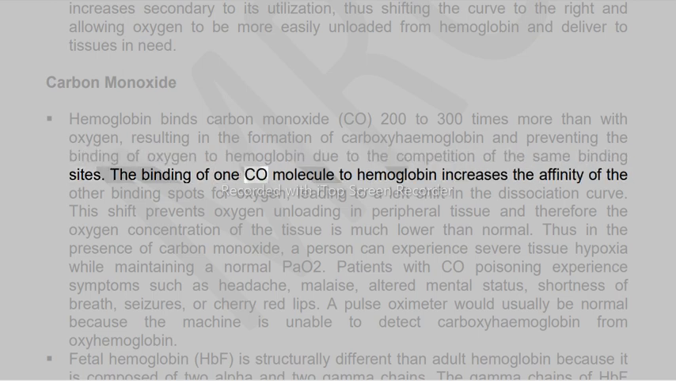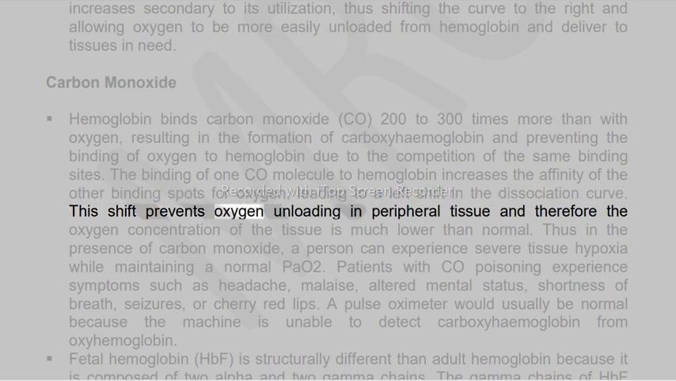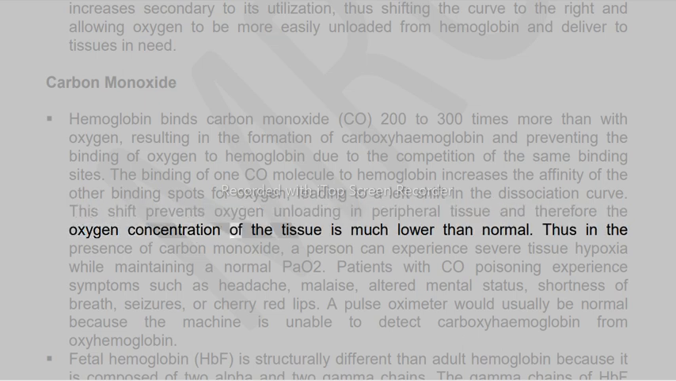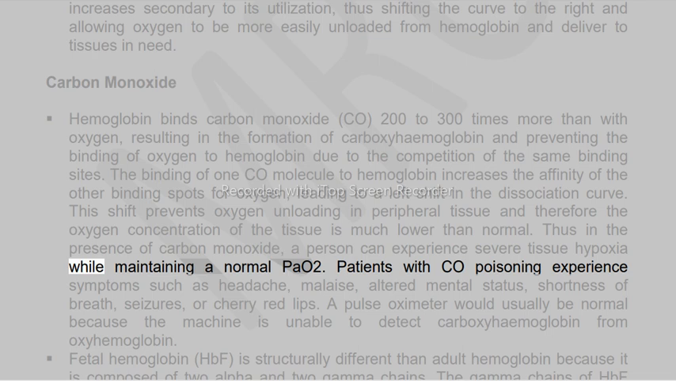The binding of one CO molecule to hemoglobin increases the affinity of the other binding spots for oxygen, leading to a left shift in the dissociation curve. This shift prevents oxygen unloading in peripheral tissue, and therefore the oxygen concentration of the tissue is much lower than normal. Thus, in the presence of carbon monoxide, a person can experience severe tissue hypoxia while maintaining a normal PaO2.